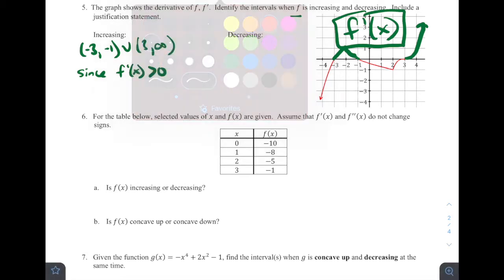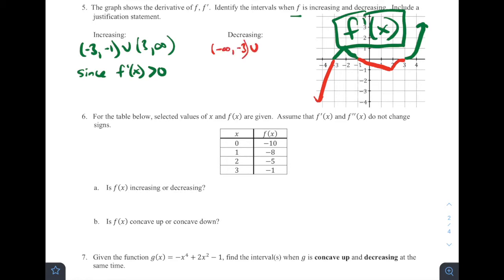If we switch to decreasing, we can see where f prime of x is below the x-axis. To me, that looks like it's going from -infinity all the way up to -3, and from -1 up to 3. And that is since f prime of x is negative. So again, we know that the output of the derivative is the slope of the tangent line of f of x. And so if the slope is positive, it's going to be increasing. If the slope is negative, it's going to be decreasing.